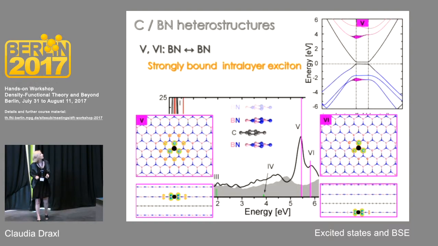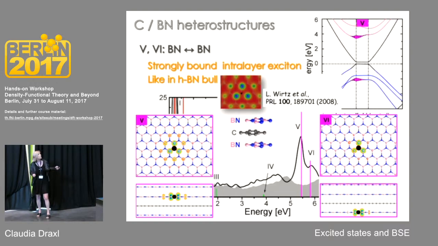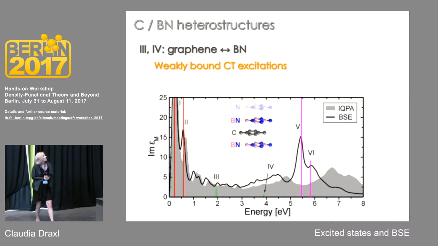And in fact, we also have to say that it's very similar to bulk boron nitride, which had been shown before by Ludger Wirtz. It's clear. I mean, the bands are formed by boron and nitrogen, so it should be very similar, like in the bulk. But let's go now to the most interesting case, in the intermediate region here.